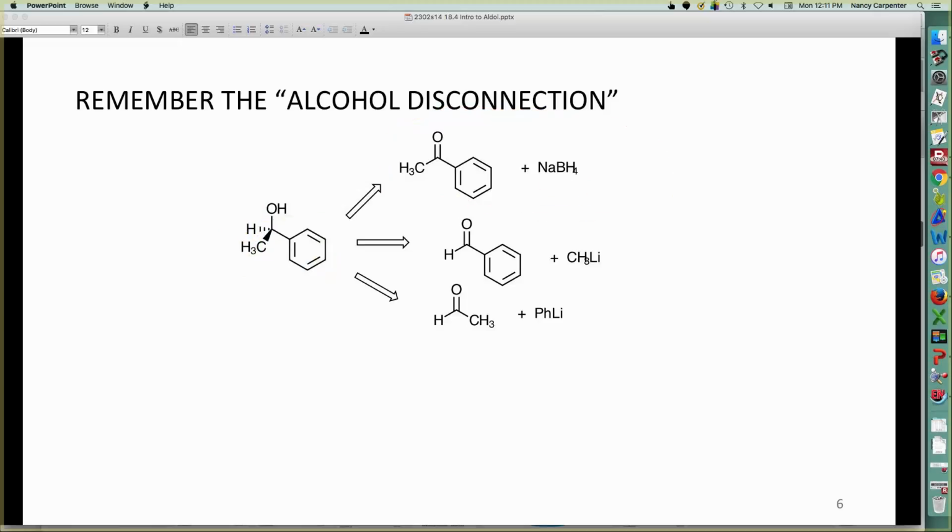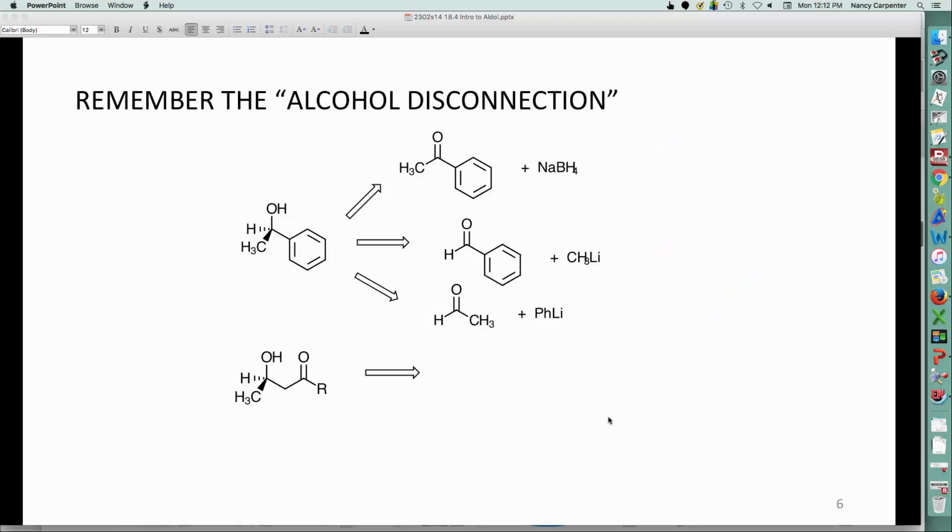Finally, my third possible alcohol disconnection would be something like this. Every time I push the lone pair from the oxygen back down to regenerate a CO double bond, in this case I'll kick out the phenyl group, phenyl lithium, phenyl Grignard added to that 2 carbon aldehyde, and boom, all 3 of these are great ways to make that target molecule.